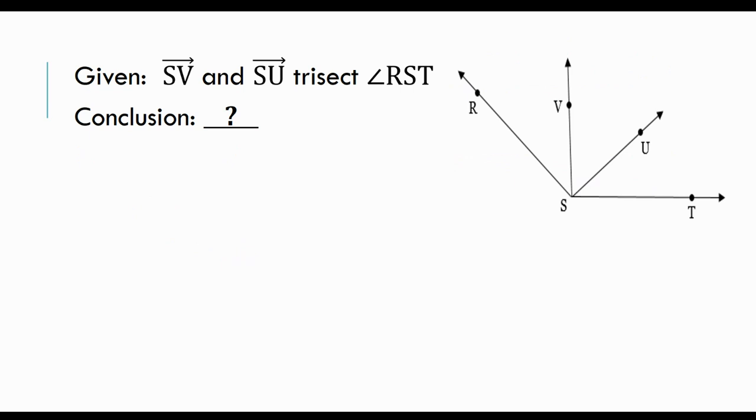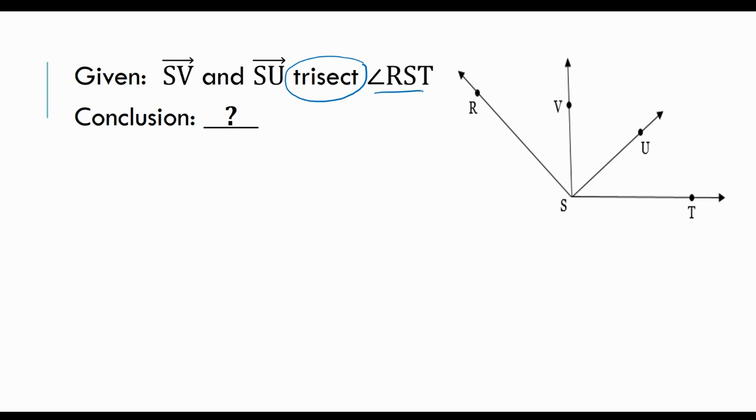So in this next one, we are told that the rays SV and SU trisect the angle RST. Remember, we've got a vocab word here, trisect. We have to ask ourselves, what does it mean to trisect? Well, hopefully remember, trisect means to divide into 3 congruent pieces. So our conclusion, we should have 3 things congruent.